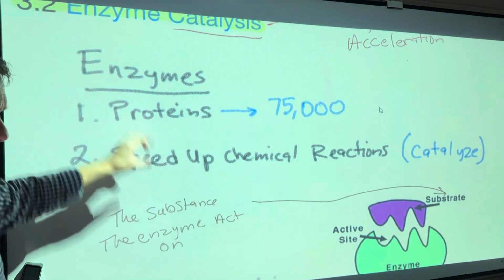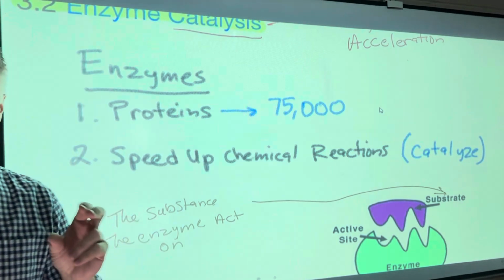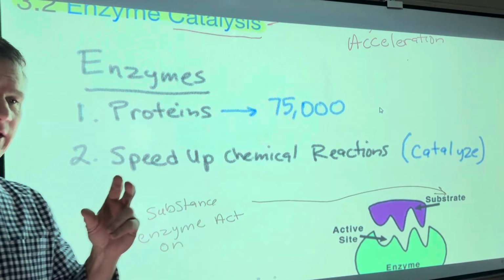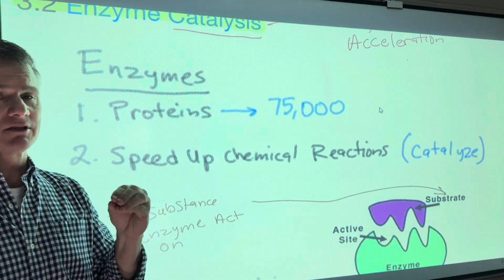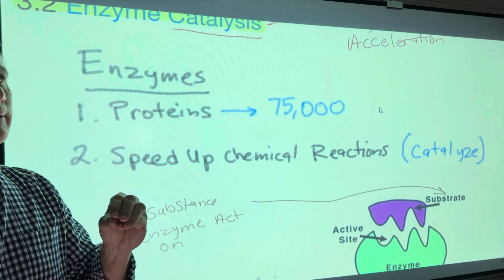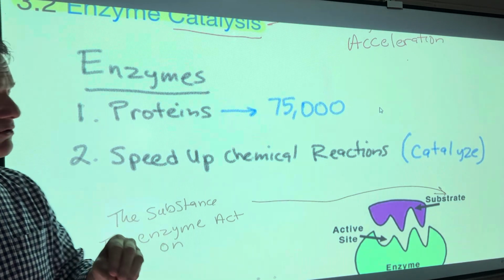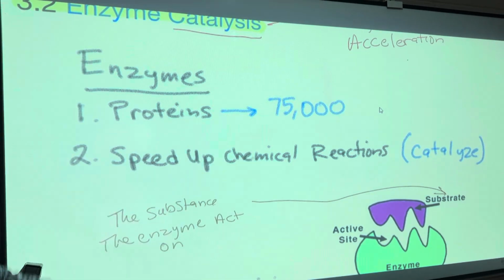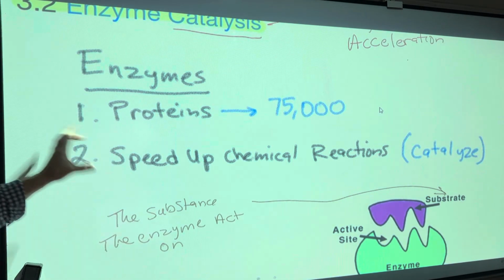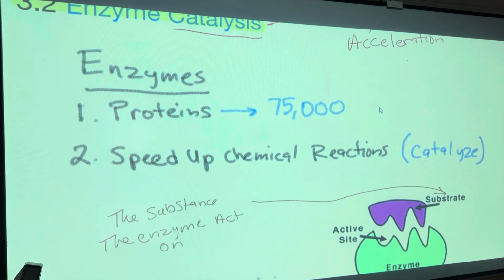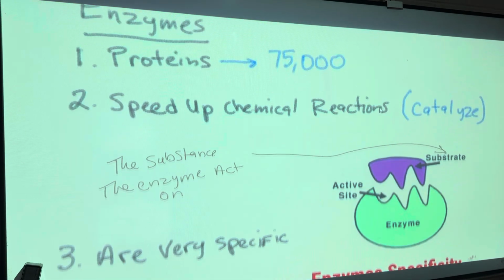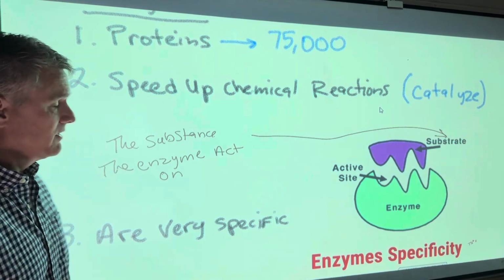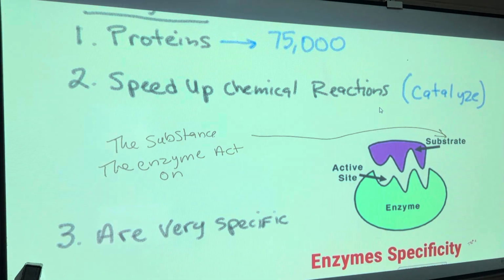Enzymes, remember, are protein molecules. They're just structures made of protein, and their shape has to be extremely precise, or their function doesn't happen in the way it should. There's 75,000 enzymes and proteins that we're discussing here. And remember, they catalyze because they're catalysts. They speed up chemical reactions.